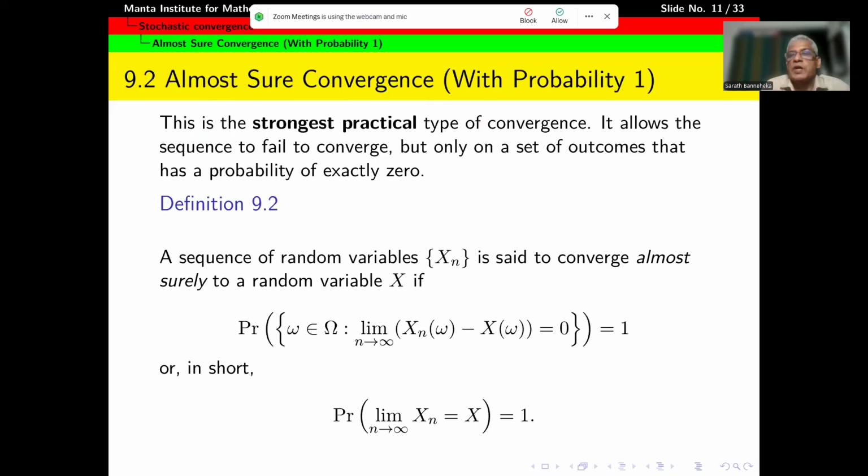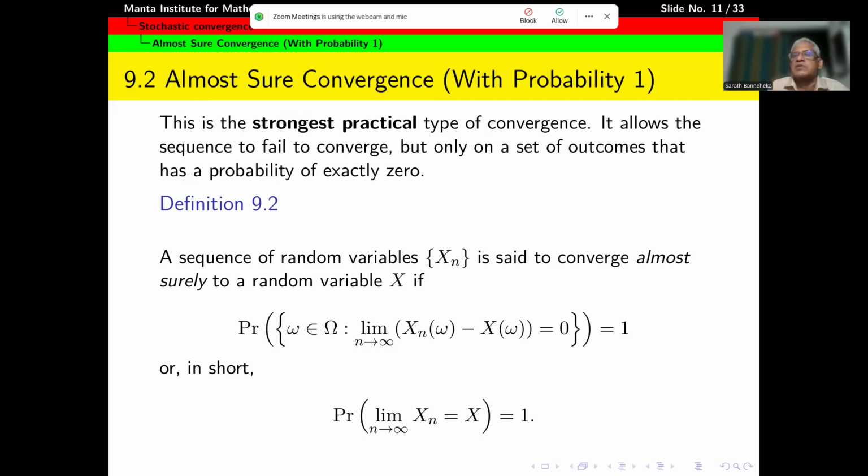Right. As I mentioned, convergence everywhere is not very practical. Therefore, we usually look at other types of convergences. Out of those, the strongest practical type of convergence is almost sure convergence. Very strong, only very little weaker than everywhere convergence. It allows the sequence to fail to converge at some points, but only at a set of outcomes that has probability 0. So in the previous one, we don't have that kind of set where the convergence doesn't happen.